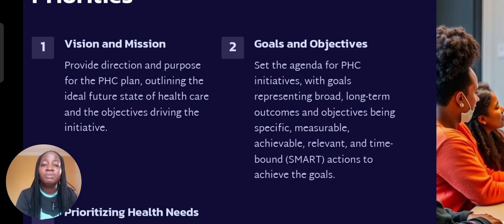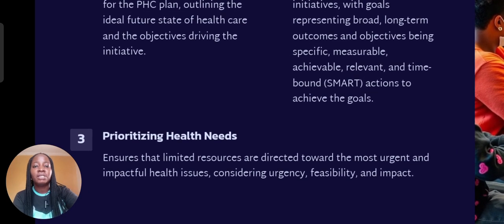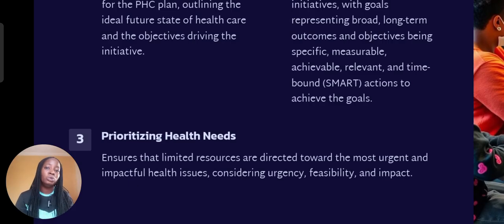SMART means specific, measurable, achievable, relevant, and time-bound actions to achieve the goals that you have set, not just saying, oh, I want to bring down the rate of mortality. You have to say by what time you want to do it, how you want to measure it, and by what percentage you want to bring it down from and to. So if it's from 80%, you want to bring it down by 30%, or by 50%. You have to state those, and make sure that the goal you are setting is SMART.